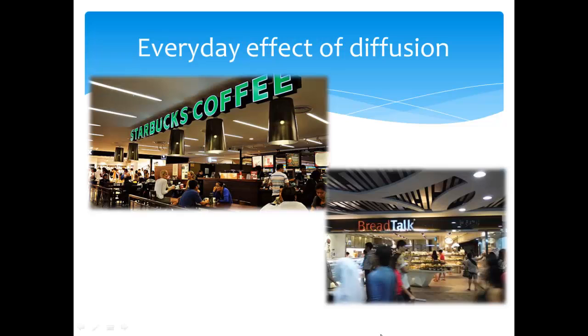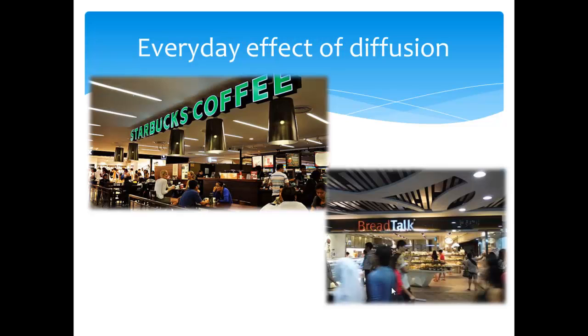Okay, now diffusion is not a new term to you. You have learned about it in your lower secondary sciences. The reason why, when you step into a shopping mall that has Starbucks coffee, you can actually smell the aroma of the coffee from a far distance, is due to diffusion. Similarly, when you walk past a bakery, you can smell the aroma of freshly baked bread. This is also due to diffusion.